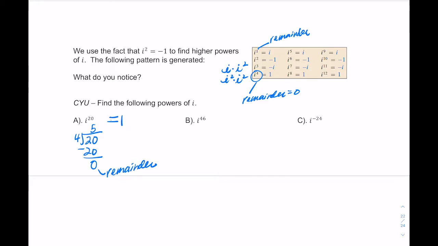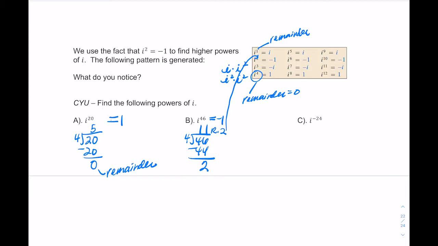And you can try it on the table if you want, because next you would have i to the 13th, 14th, 15th, 16th, 17th, 18th, 19th, 20th. And as you can see, you would end up with a 1. Okay, we'll try it for this one. i to the 46th, I'm going to divide 46 by 4. And I know that 4 goes into 46 11 times with a remainder of 2. So that means that i to the 46th is just going to equal negative 1, because that's what i squared would give us.